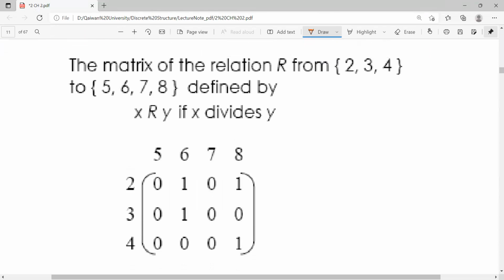Now we have a matrix. We should write down the relation. Okay, what's the relation here? Here it is from this set to that one, from X to Y. It says if x divides y, it's the relation. It says the first one should divide the second. That means the second one should be divisible by the first one.